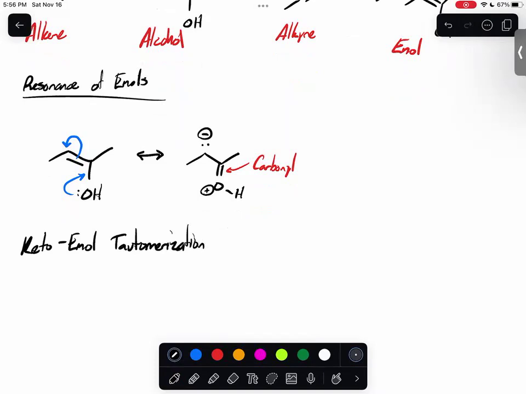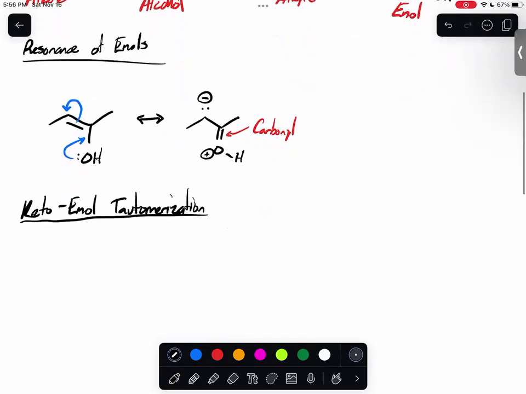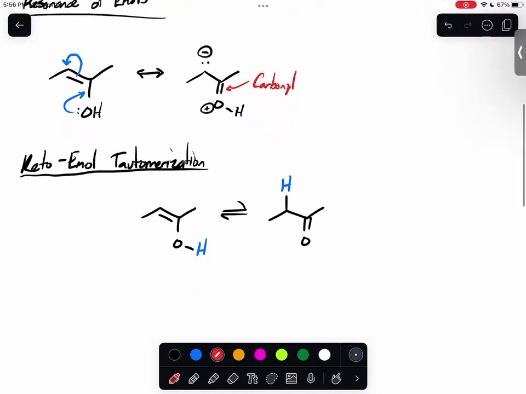The idea behind this keto-enol tautomerization is that if we have an enol, right, and we're actually going to make this hydrogen very obvious, we're going to put it in blue. This can actually interconvert in equilibrium with its ketone counterpart, which has the same hydrogen, but moved to where that resonance structure showed that negative charge. And so this equilibrium exists between our enol and ketone. The question is just which one is favored.